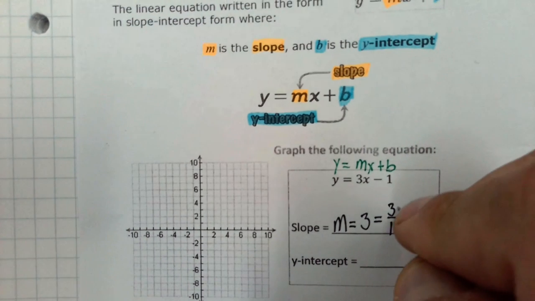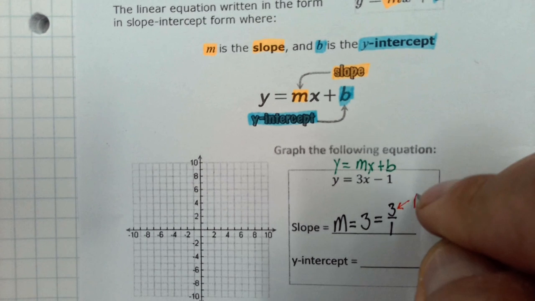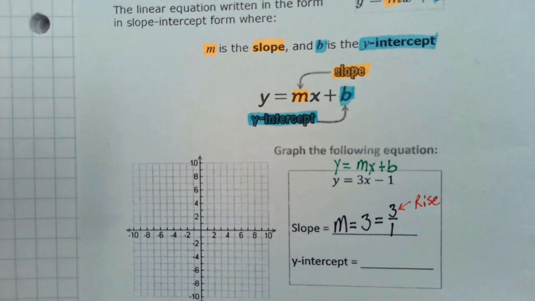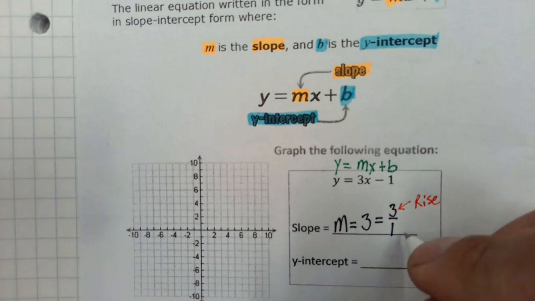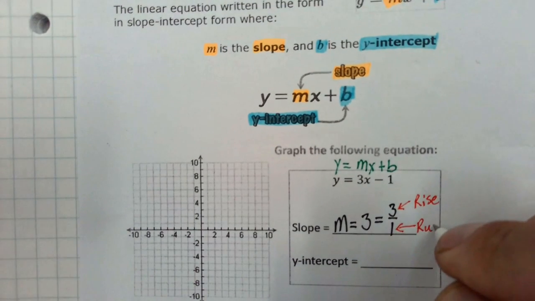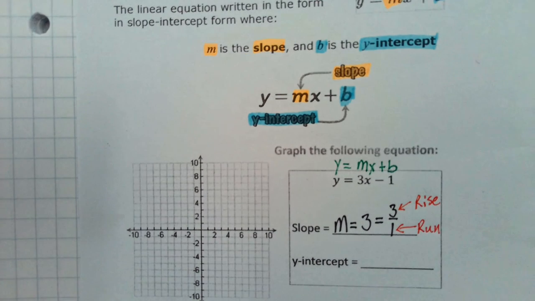Here's why you want to think of it as a fraction. The 3 is the rise. It's how much you go up on the line. And the 1 is the run. How much you go across to the right. Okay, that's why we want to think of it as 3 over 1.